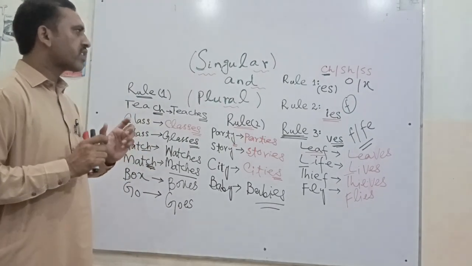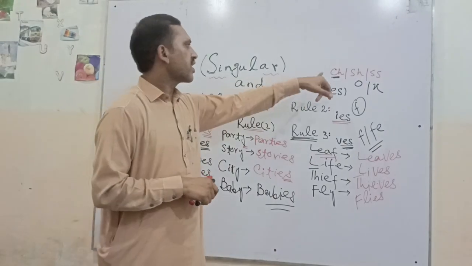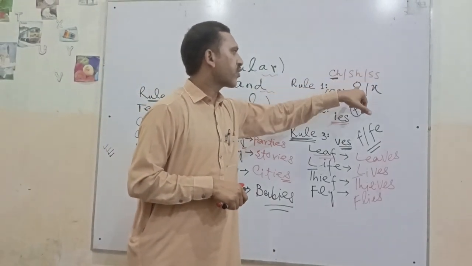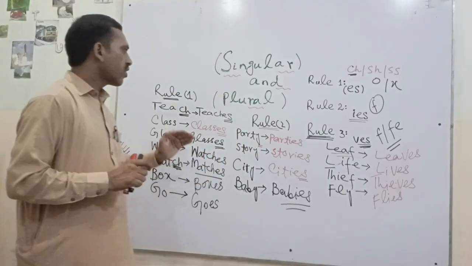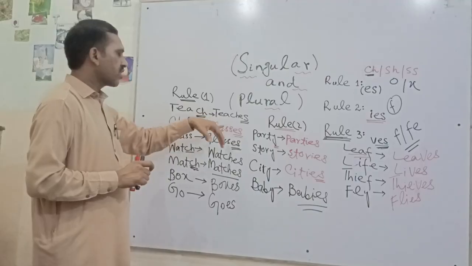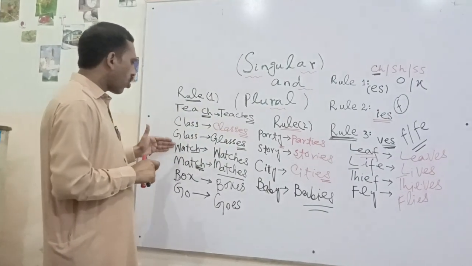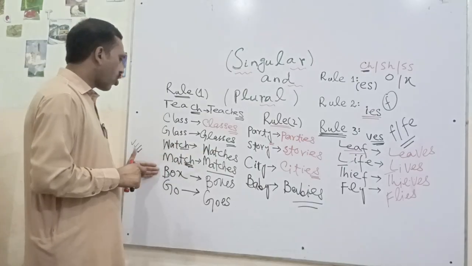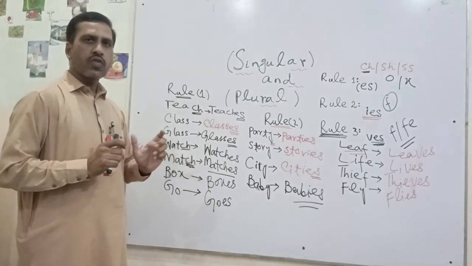Rule number 1 is that if nouns or verbs end with letters ch, sh, ss or x, we add es to make plural form from singular form. For example, teach becomes teaches, class becomes classes. In the same way, watch watches, match matches, box becomes boxes, go becomes goes.